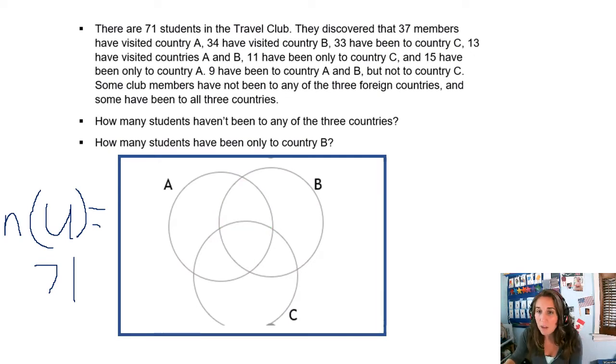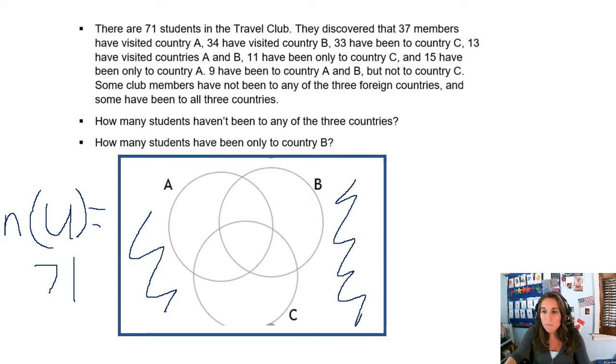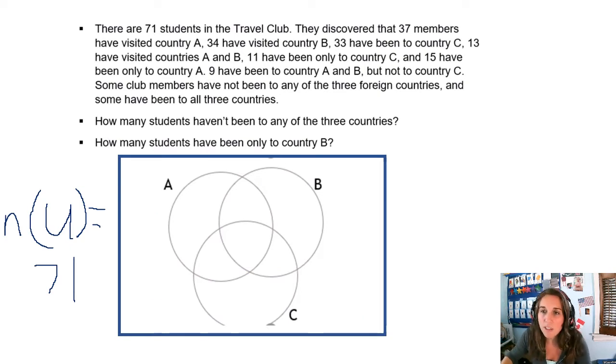Some club members have not been to any of the 3 foreign countries, so that would be out here in the universe. They're in the travel club, but they haven't been to any of these countries. They haven't been to A, B, and C. So they are on the outside there. They're still in our universe, but they're not part of A, B, or C. And some have been to all 3 countries, which would be this little piece in here.